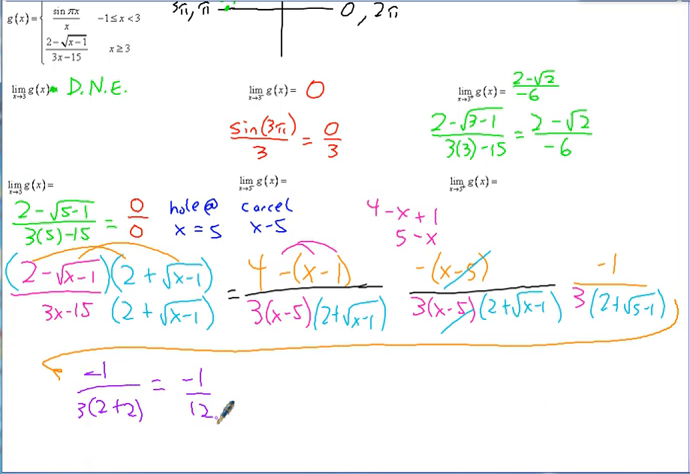And remember, when you have a hole, what we're calculating there is the general limit. What's the product from both sides? So that's negative 1/12. And if the general limit is negative 1/12, that means the left and the right hand limits must also be negative 1/12.